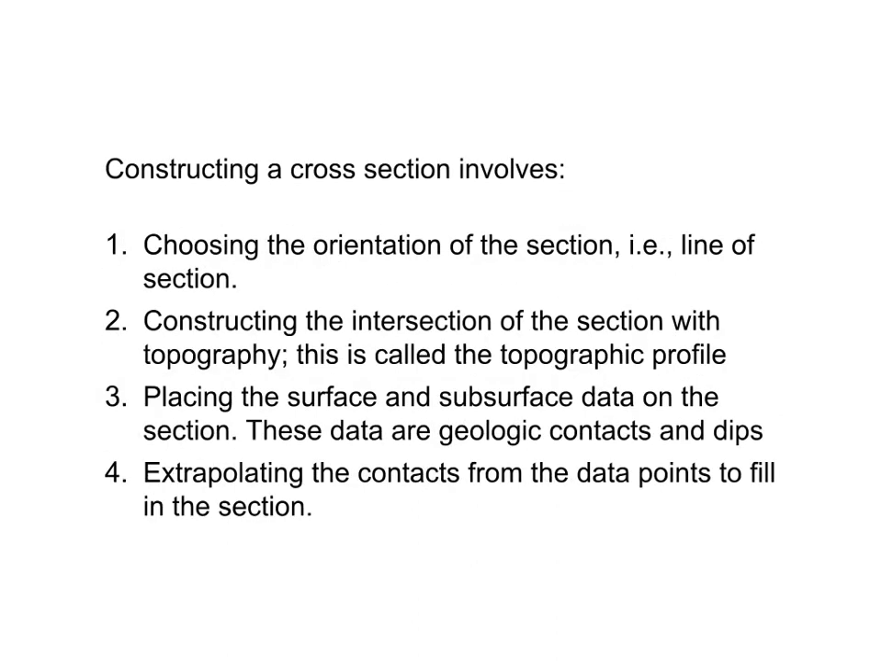To construct a cross-section, we need to: 1. Choose the orientation of the section, this is called the line of section. 2. Construct the intersection of the section with the topography, this is called the topographic profile. 3. Place the surface and subsurface data on the section. These data are geologic contacts and dips on the surface, wells, and depth-converted seismic. And 4. Extrapolate the contacts from the data points to fill in the space below and above the ground.